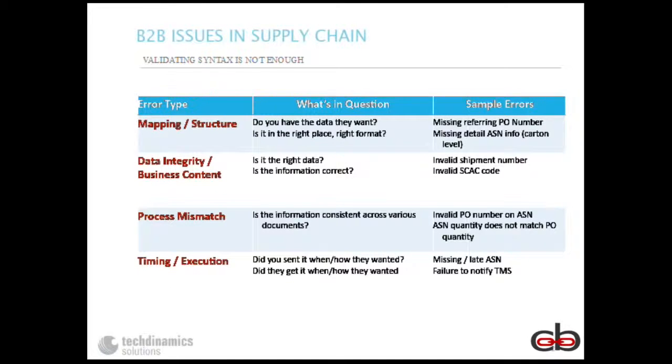We have seen in the past there are many different problems. Some of them are mapping related or structured data related. Those are often the ones that are handled by ERP systems, by B2B systems that manage the syntax errors. Where we focus primarily, even though we can help with all four of them, is data integrity and content, process mismatches, and timing and execution. Again, these are the things that will help you answer questions or deal with situations where you have an invalid SCAC code, or a send has been late, or a quantity doesn't match the PO, as we saw earlier.